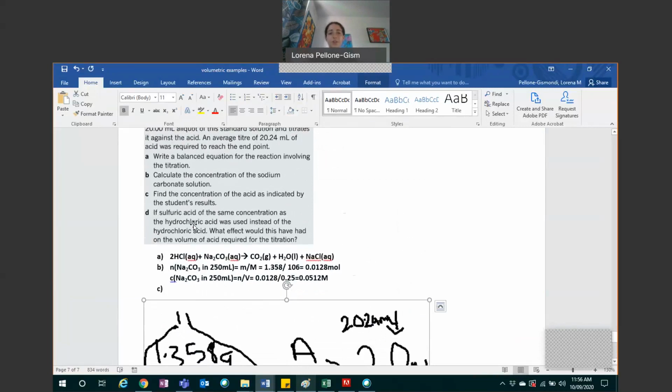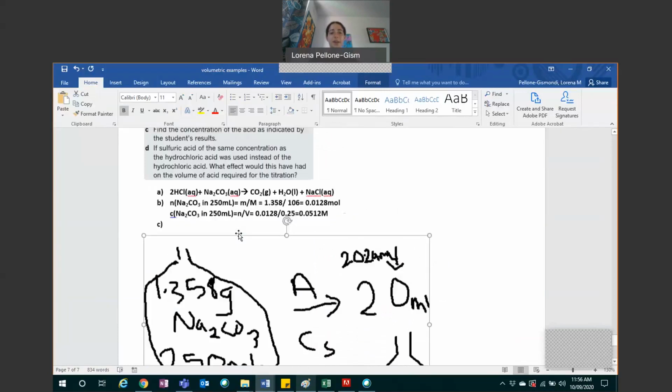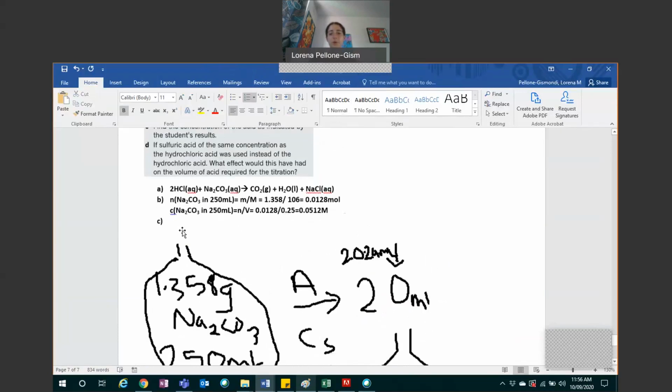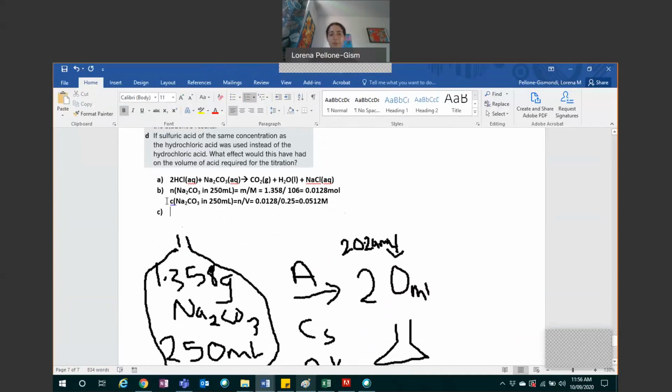Part C, find the concentration of the acid as indicated. In this case, we've got to work out the moles of the sodium carbonate that reacted with the acid. So we've got to work out the moles of the sodium carbonate in the 20 mL. And this will be C times V. In this case, our C is 0.0512 and our V is 20 mL, 0.02 L. That gives 0.00102 mol.